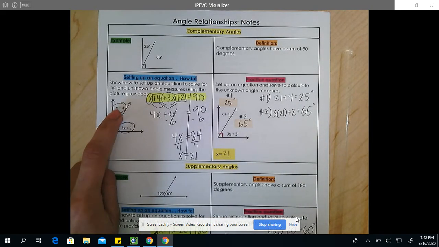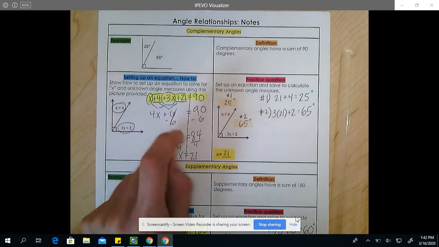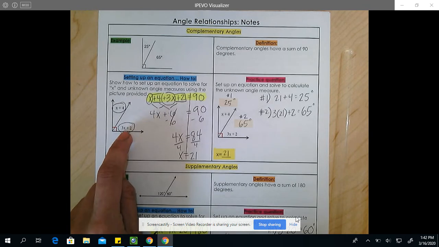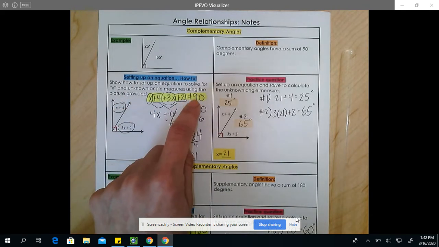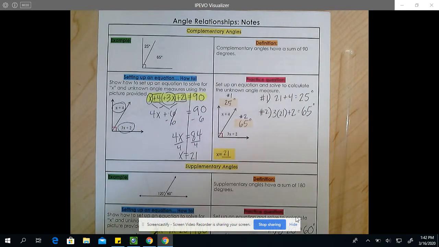So if this angle is x plus 4 and this angle is 3x plus 2, if I add these together and make it equal to 90, that will show complementary angles. So x plus 4 plus 3x plus 2 equals 90. These two angles added together equal 90 because they're complementary. Next, everything else we have already learned this year about solving equations.